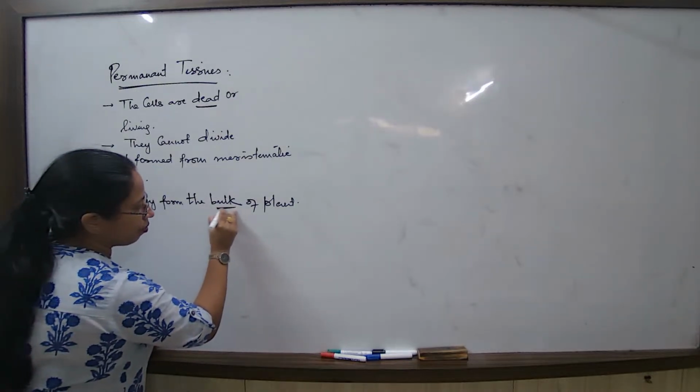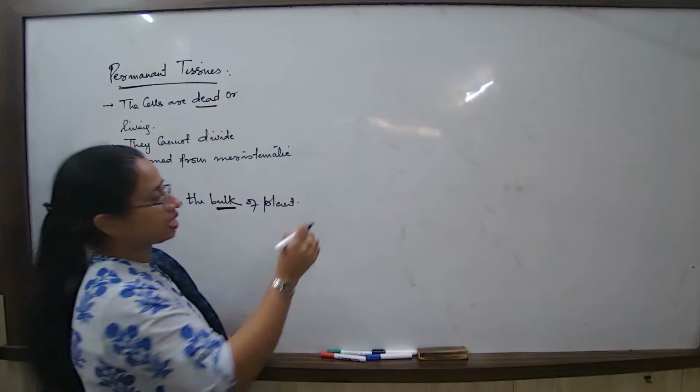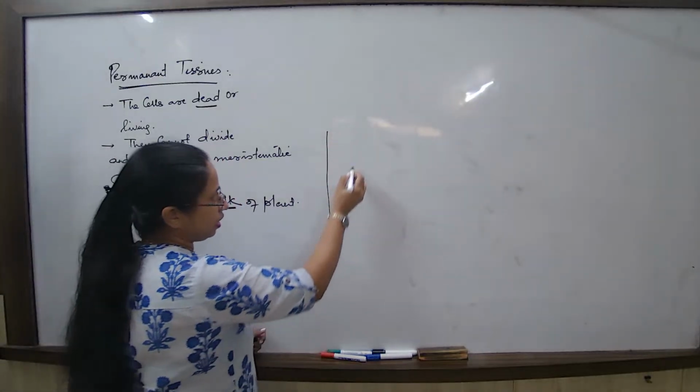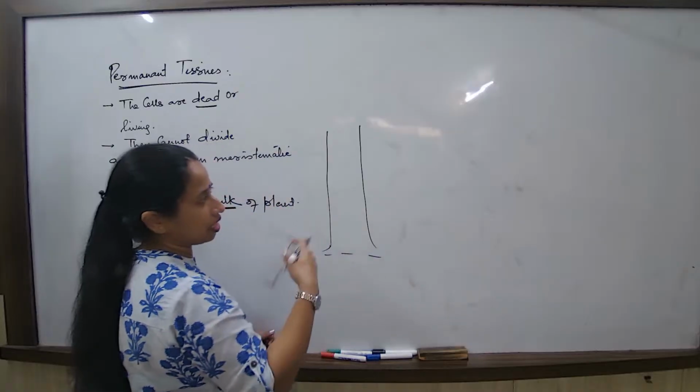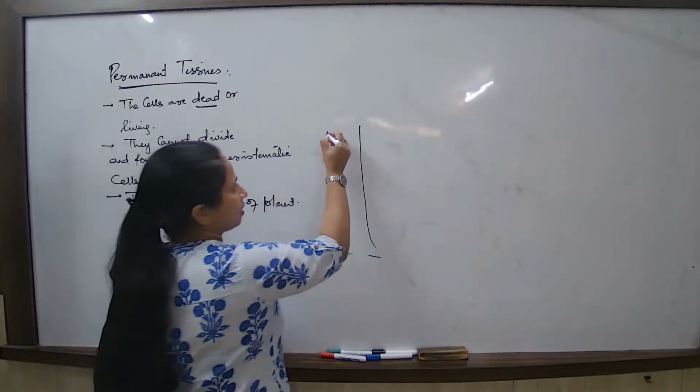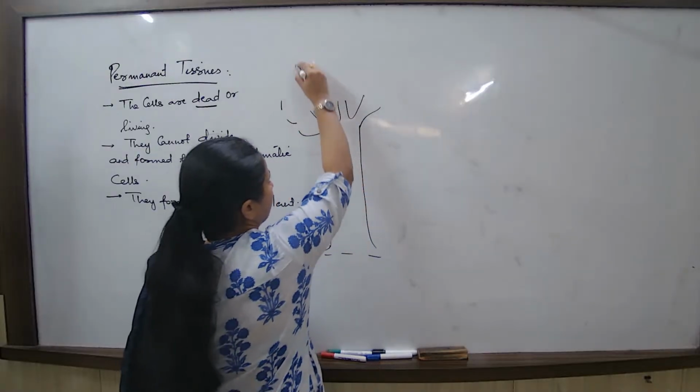Second is they form the bulk of the plant, meaning if I talk about any particular plant, the major part of the plant, let us try understanding that for any plant, the branches and then the leaves.